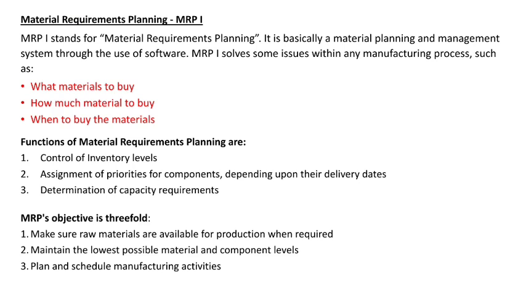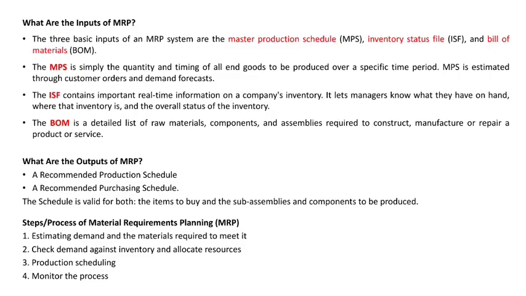നമ്മൾ what is the materials required, what material to buy, how much material to buy, when to buy the materials. ഇതെല്ലാം മെറ്റീരിയൽ ആണ് നോക്കുന്നത്. മെറ്റീരിയൽ പ്ലാനിങ് ആൻഡ് മാനേജ്മെൻറ്റ്. Functions of MRP are control of the inventory levels, assignment of priorities for the components, which ഏത് സാധനമാണ് ഡെലിവർ ചെയ്യേണ്ടത്, determination of the capacity requirements. 3 objectives ഉണ്ട്. Make sure the raw materials are available for production when required, maintaining the lowest possible material and component levels, plan and schedule the manufacturing activities.